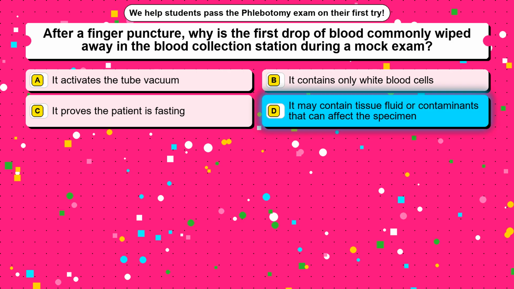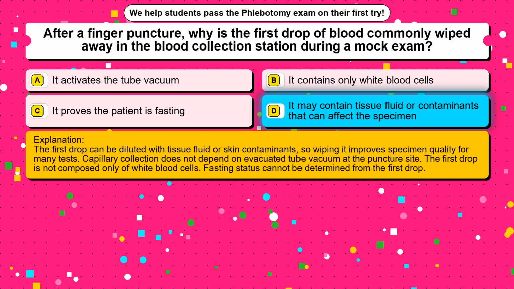The correct answer is option D. It may contain tissue fluid or contaminants that can affect the specimen. The first drop can be diluted with tissue fluid or skin contaminants, so wiping it improves specimen quality for many tests. Capillary collection does not depend on evacuated tube vacuum at the puncture site. The first drop is not composed only of white blood cells. Fasting status cannot be determined from the first drop.